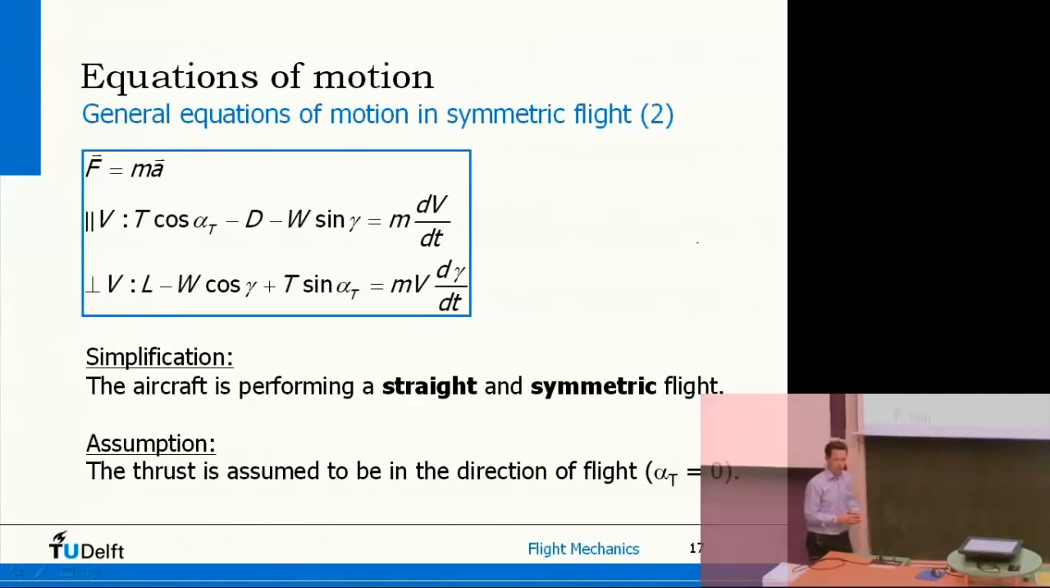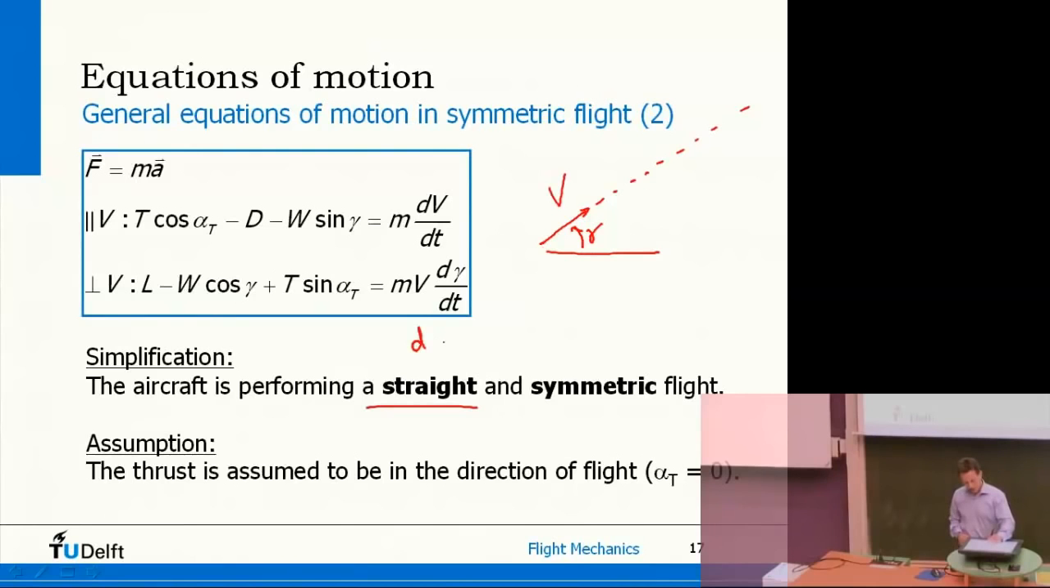So this was all derived in the first lecture. But now we're going to consider straight and symmetric flight. So straight just means, if you look at the airspeed vector, you're going in a straight line. Now since this is gamma, you can say if we have straight flight, then d gamma dt is in fact equal to 0, right? Because it's not changing because you're going in a straight line.